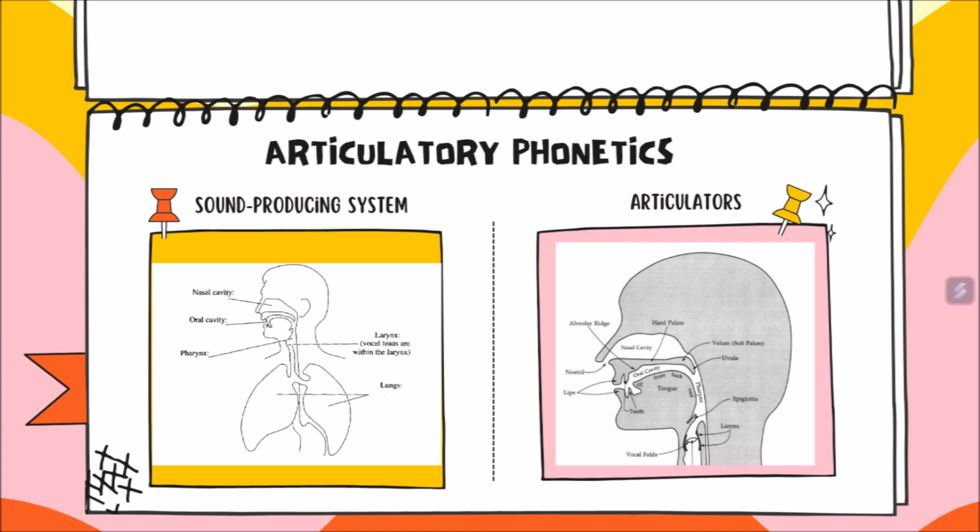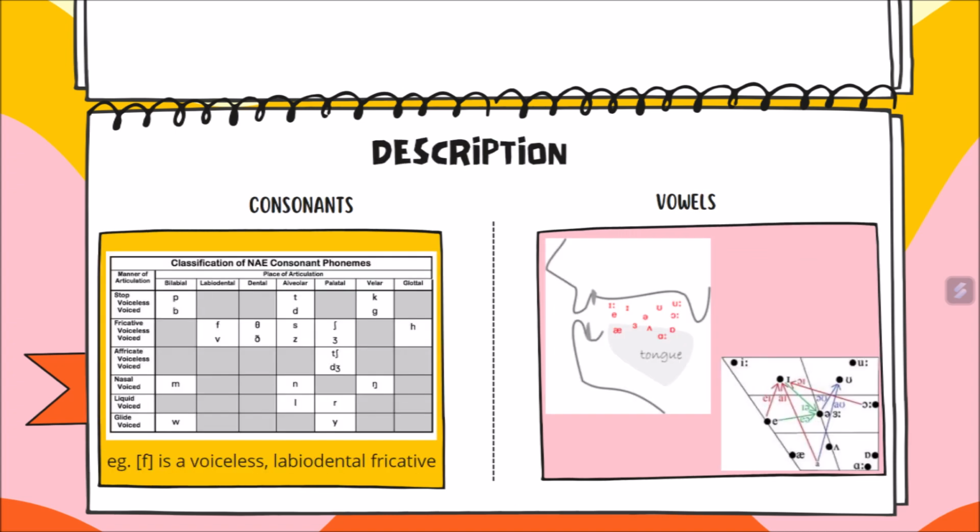Articulatory phonetics describes sounds according to the use and position of components of the sounds producing system. I mean the lungs, the larynx with the vocal cords and glottis, and the vocal tract including the oral and nasal cavities.